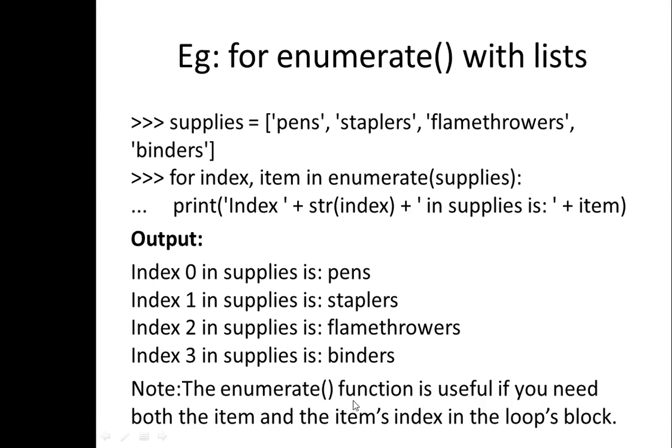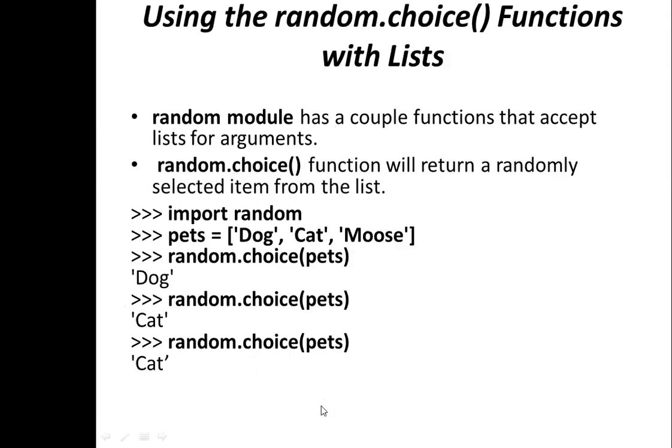So where is the enumerate function useful? Enumerate is useful if you need both. We can use the enumerate function when we want the index as well as the item in the loop's block. Then you can go for the enumerate function.